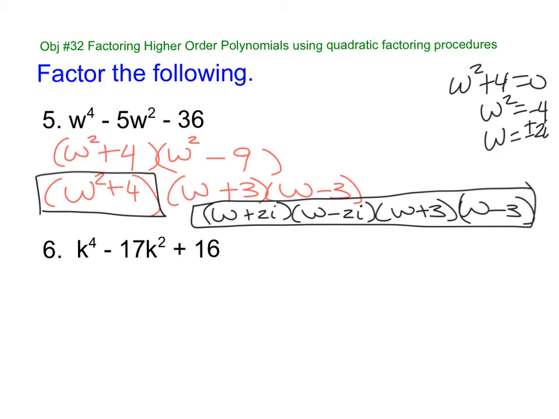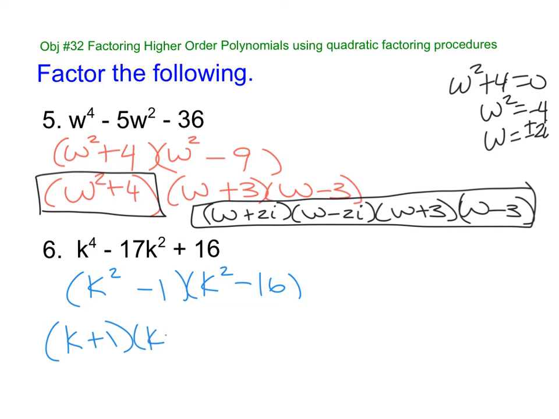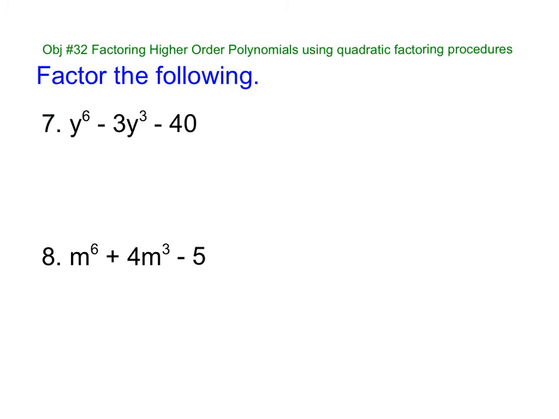All right, next one. So k to the 4th, so we have a k squared and k squared. Multiply to 16, combine to -17, minus 16 and minus 1. Both of those are perfect squares. So k plus 1, k minus 1. And then k plus 4, k minus 4. So that's a nice straightforward one where you end up having differences of squares left over. All right. Again, pause the video and try these on your own.